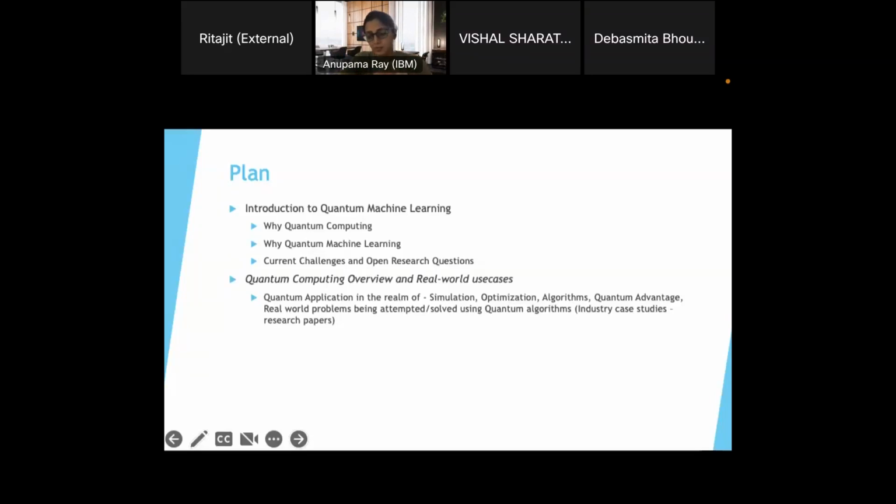One is simulation, for example, in high energy particle physics, or for molecular simulation, which is very important for computational chemistry, or for drug discovery, or protein design, and so on.